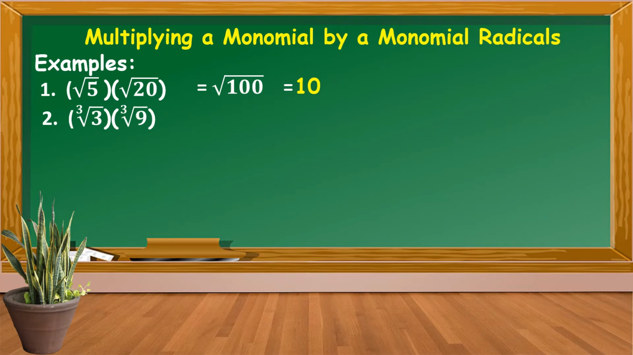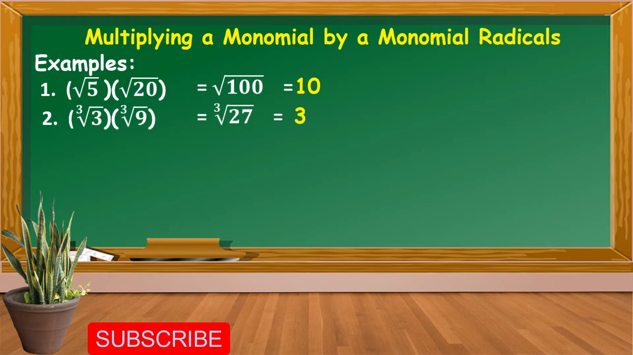Number 2, the cube root of 3 times the cube root of 9. So, since pareho sila ng index, magkaiba ang radicand, we'll just copy the index, multiply the radicand, that is 27, and the cube root of 27 is 3. 3 times 3, 9 times 3 is 27. So, the cube root of 27 is 3. Our final answer is 3.